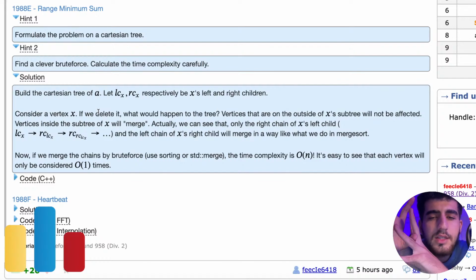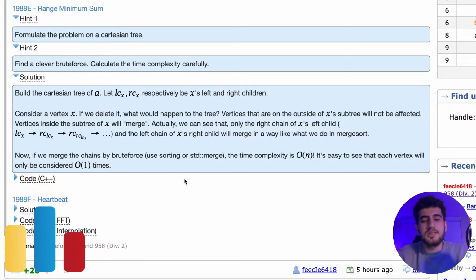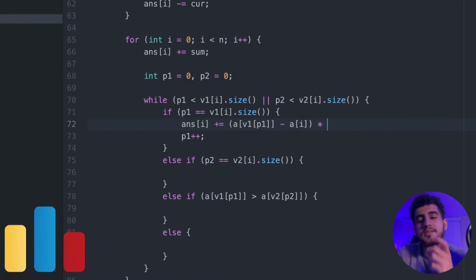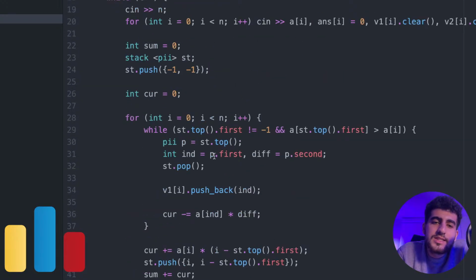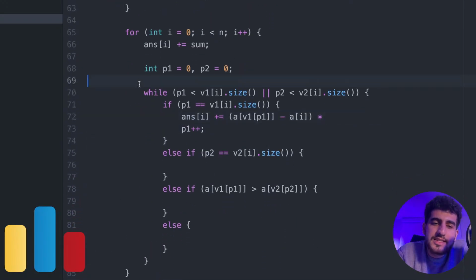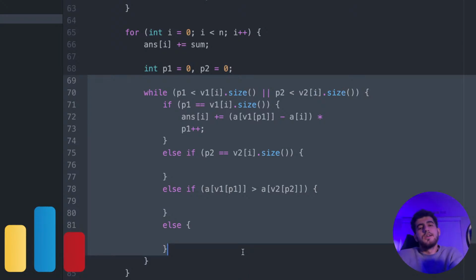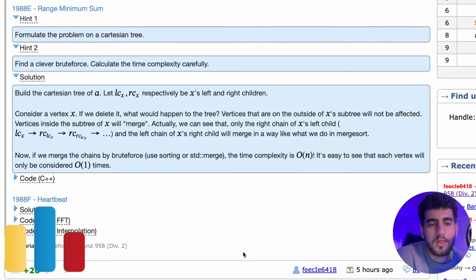Actually, you can see that on the right chain of X's left child, oh, cool. Yeah, that is exactly what I wanted to do. But I didn't use the topology of Cartesian tree, but that was exactly what I was trying to do. This was my code. I used a stack and I was exactly doing something similar to merge sorting here. But yeah, it is for merging them, and the time complexity is O(n). Cool.